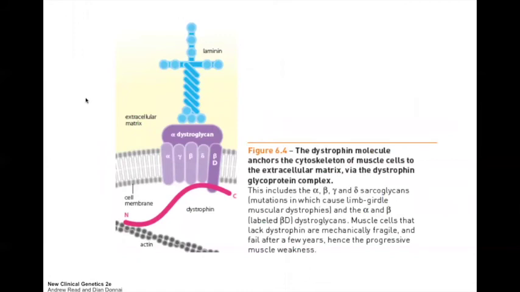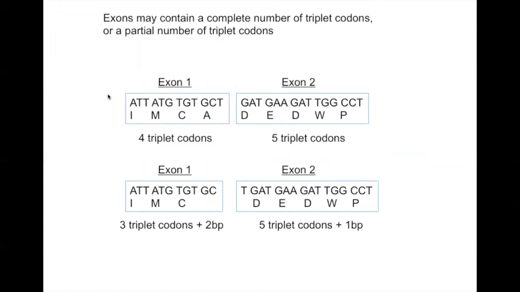And here is the dystrophin protein. You can see it just here. It links the actin cytoskeleton with the extracellular matrix and so provides support and stability for the muscle. Key to understanding this difference in the phenotypes between Duchenne and Becker muscular dystrophy is the structure of the exons. Some of the exons are made up of a complete number of triplet codons. For example, exon 1 and exon 2 both contain complete numbers of triplet codons. When they are spliced together, they will form a reading frame that's I, M, C, A, D, and so on.